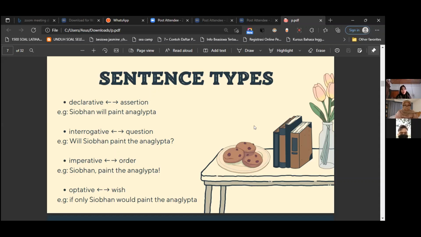But in speech as action, not all of these types have their usual function, such as not all interrogative sentences are pure question sentences. Yeah, that's speech as action. Next slide, please.